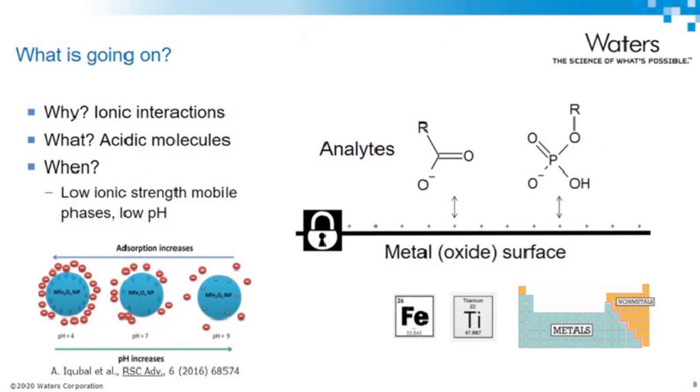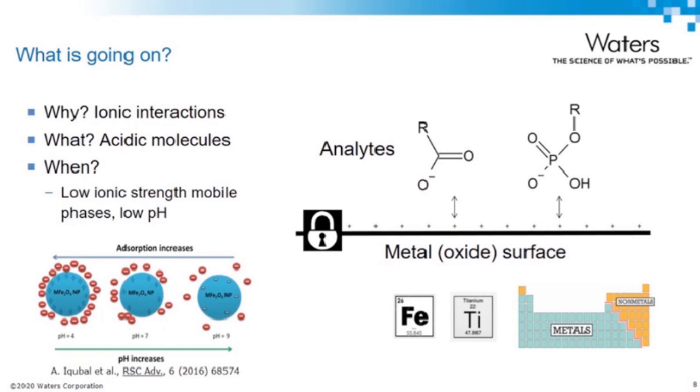So what is going on again? Why do we have these non-specific adsorptions? There are a few papers, one of them I list here, that discuss that at neutral to acidic pH, metal oxide surfaces have a charged surface, positively charged surface, and they actively adsorb and interact and chelate with analytes, especially those that are acidic.